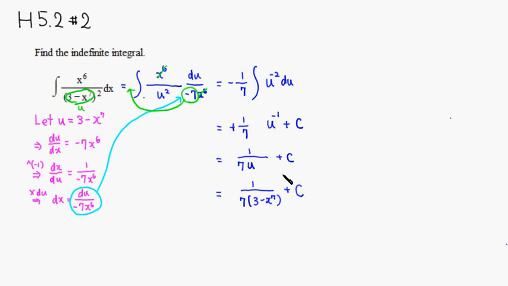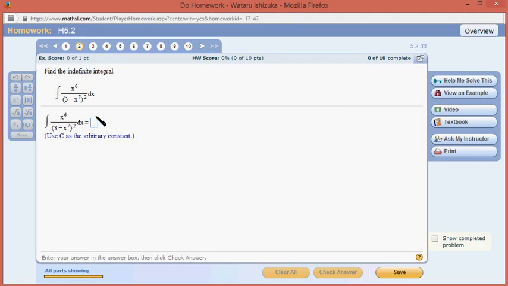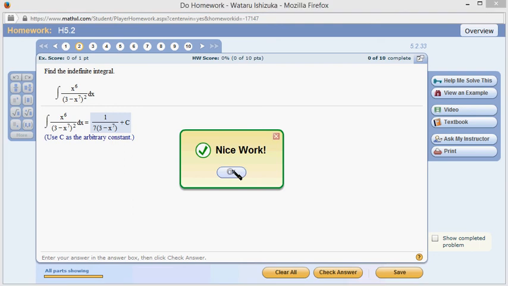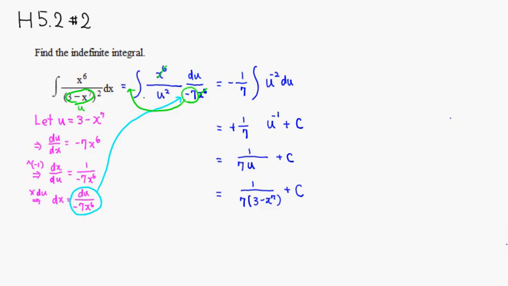So let's type that in. We got 1 over 7 times 3 minus x to the 7th power, and then plus some constant c. Check your answer. It looks like we got this one correctly. Alright, that's it. I hope that this was clear.